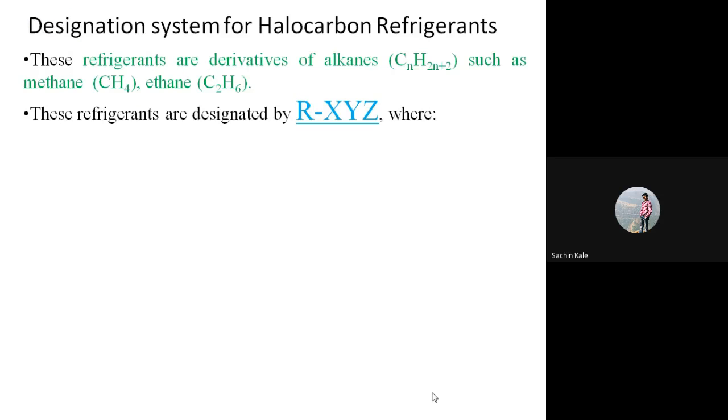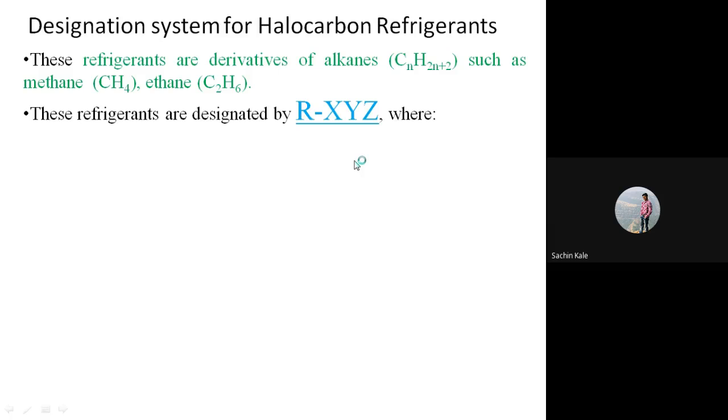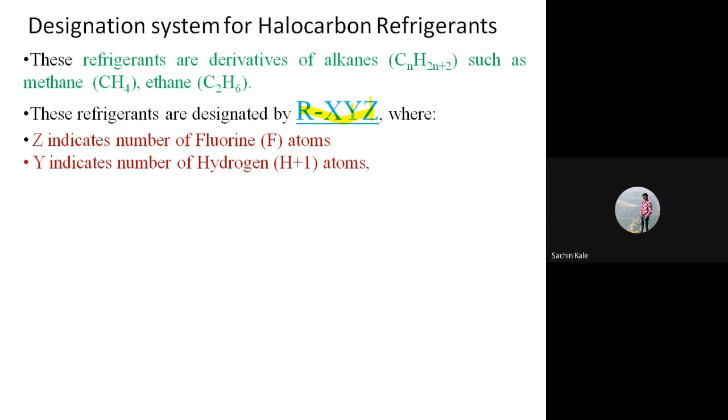We know that whatever halocarbon refrigerants there are, those are designated by the term R, X, Y, Z. Each and every word has a specific meaning. Here Z indicates the number of fluorine atoms. Y, the second digit, indicates the number of hydrogen plus one atoms. Then the third digit X indicates the number of carbon minus one atoms. And here the R indicates the refrigerant.